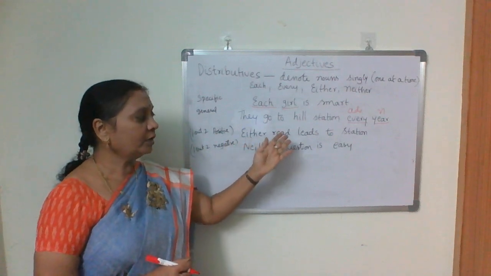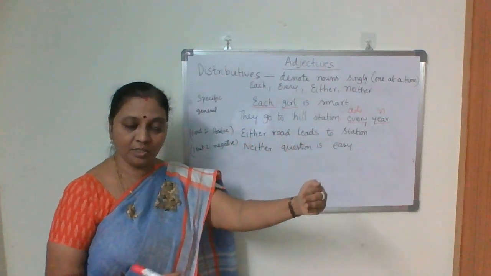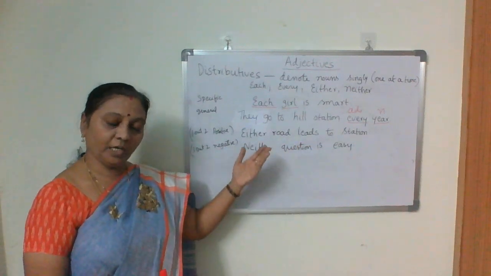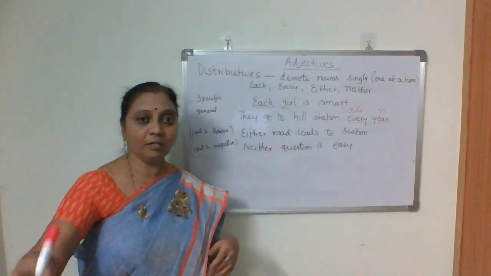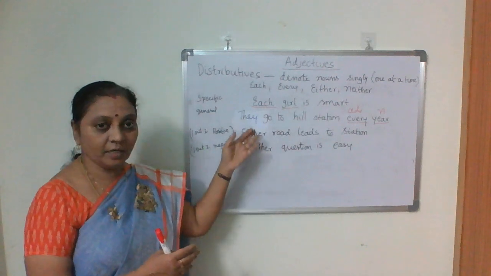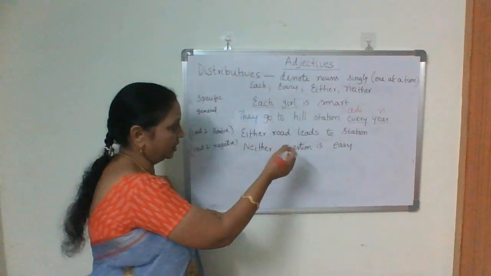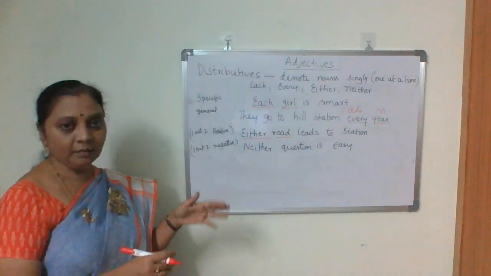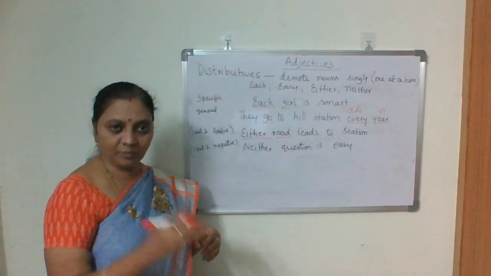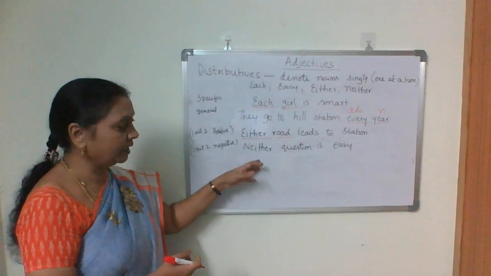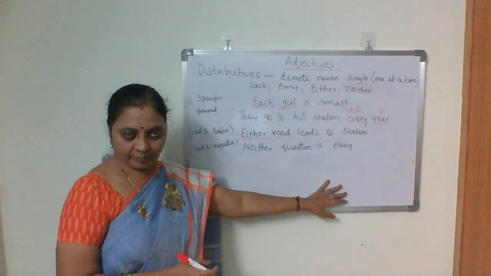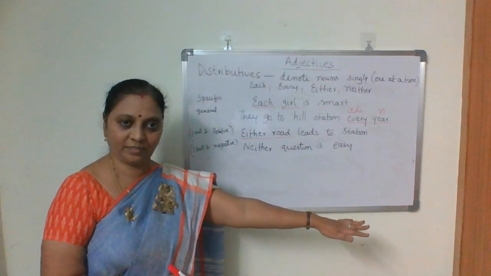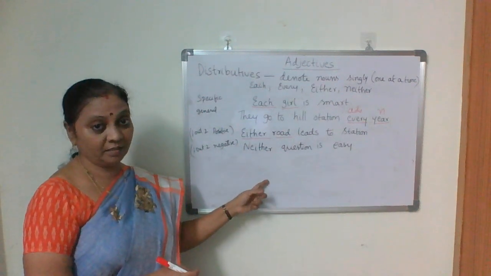Then, either road leads to the station. Either this road or that road. Either road leads to the station. You can go by this road or that road. Okay. So road is a noun. Either becomes a distributive adjective. Similarly, neither question is easy. This question is not easy. That question is also not easy. So neither question is easy.